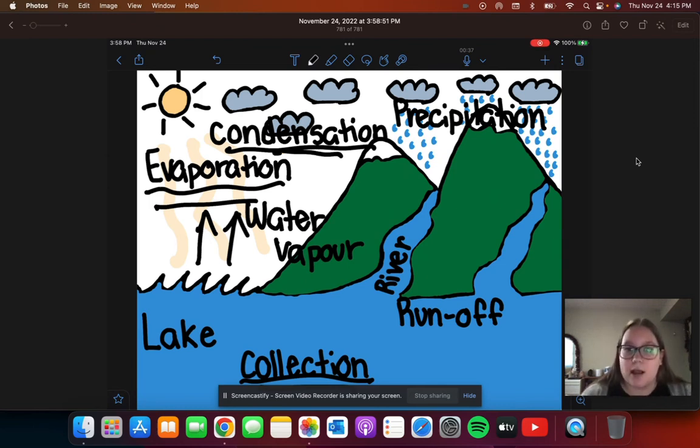So once our clouds take on so much water vapor and they just can't hold on to it anymore, the process of precipitation occurs. And precipitation is when condensed water makes its journey back to Earth, and it will either become groundwater or it will become runoff, which will make its way back into our rivers and our lakes, our ponds, where the process of collection starts all over again. And our cycle repeats on and on.